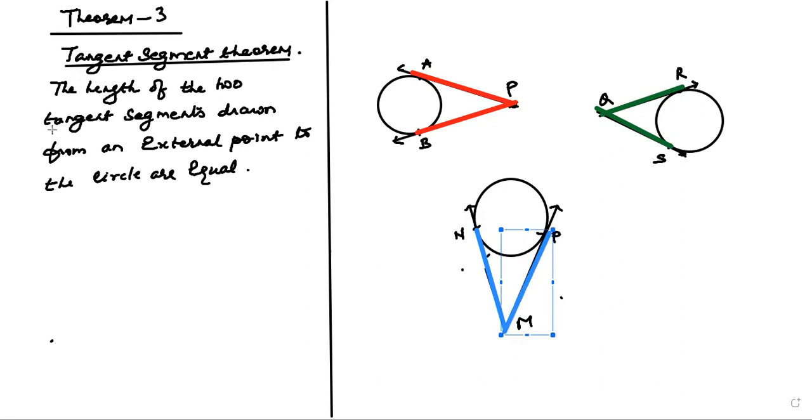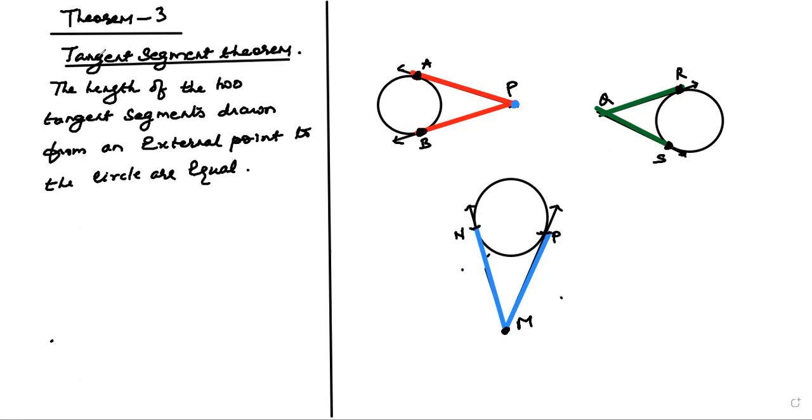So you can see all the thick shaded segments that I have shown you. P is an external point. From P, the tangent line PA is tangent at A. From P to the point of contact A, this is called a tangent segment. From P to the point of contact B, PB is a tangent segment. From Q to the point of contact R is a tangent segment. From Q to the point of contact S is a tangent segment. From M to the point of contact N is a tangent segment. From M to the point of contact P is a tangent segment.